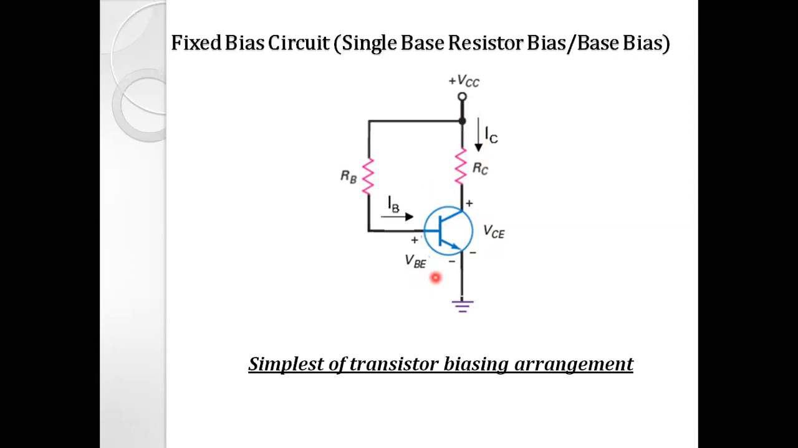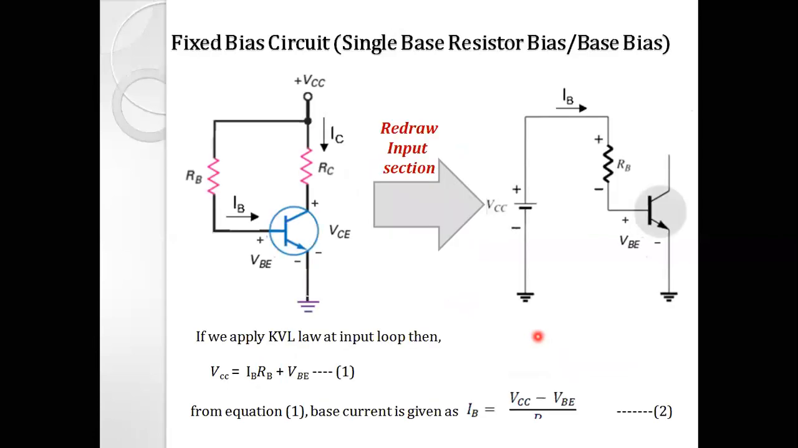Right? What is the key point about this fixed bias circuit? This is the simplest form of the biasing arrangement. Compared to other biasing circuits, this one is a very simple arrangement of the biasing. Okay, let us analyze this circuit in detail.